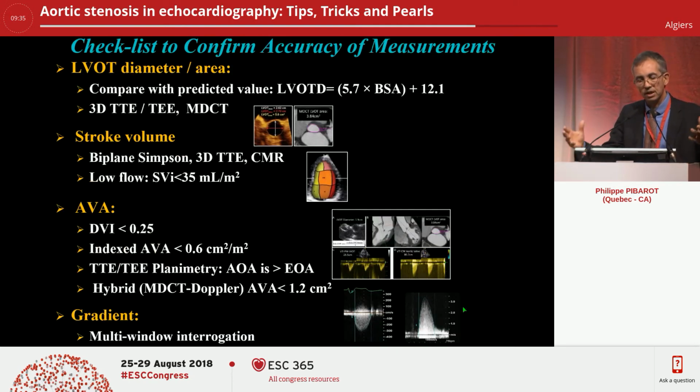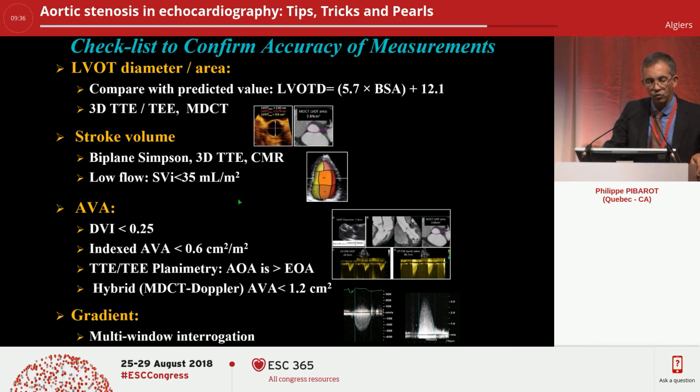So this is a checklist to confirm the accuracy of the measurement, which is a very crucial, important step. For the LVOT diameter and area, you can compare the LVOT diameter that you measure in the patient with this simple formula that predicts the LVOT diameter for the body surface area. You could use other modalities, 3D TTE, or TEE if you have good image quality, or CT, to measure the LVOT area. For the stroke volume, there are other methods. You can measure the total stroke volume by biplane Simpson, 3D TTE, or CMR.